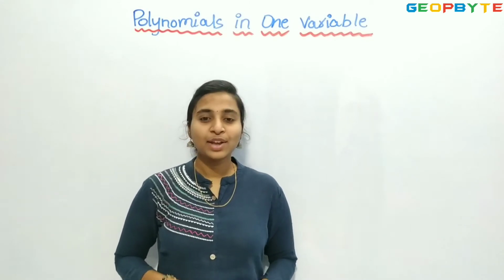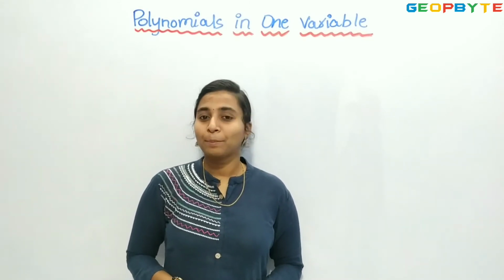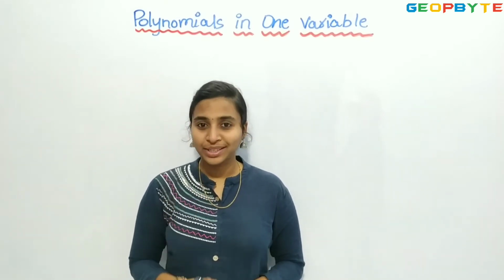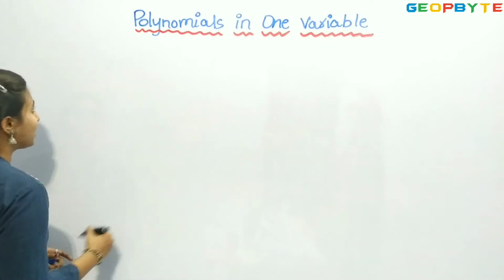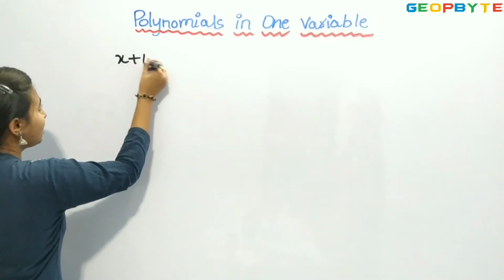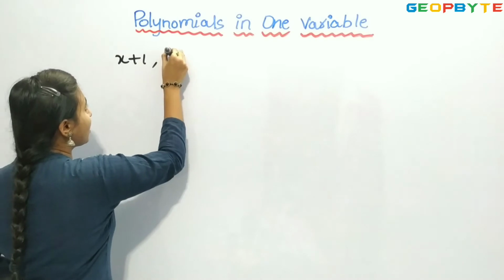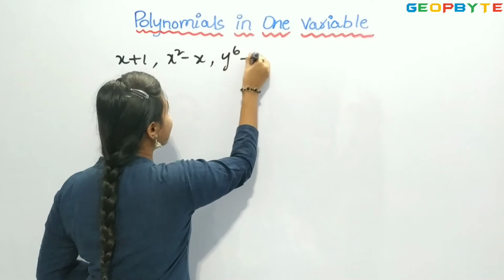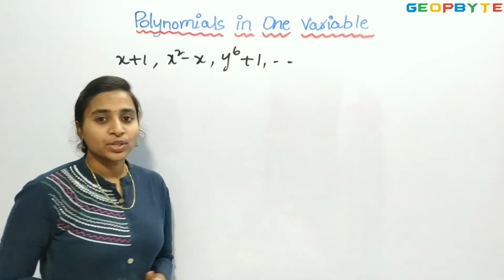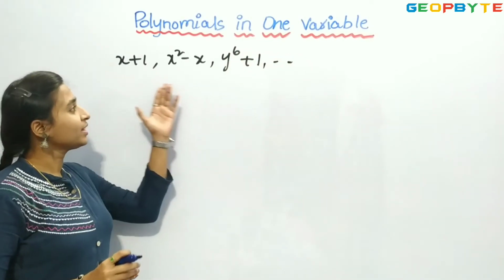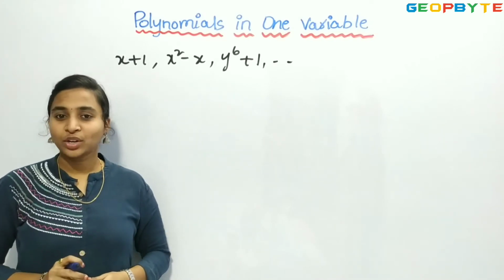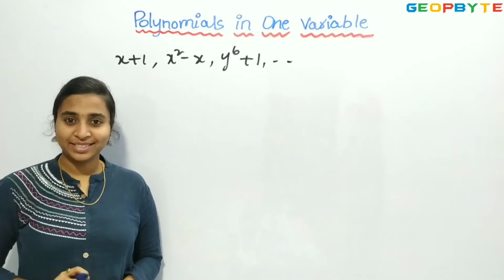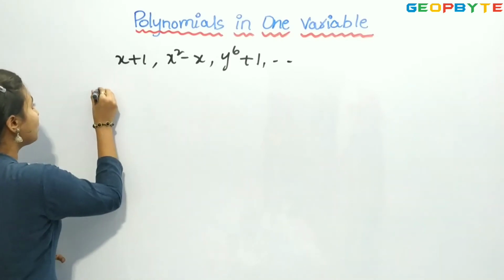Now, let us see what is a binomial. Binomial means nothing but a polynomial having only two terms. For example, let me take x plus 1 and x square minus x or some y power 6 plus 1, like that. So, the polynomials having only two terms in them are called binomials. Now, let us see degree of the polynomial.